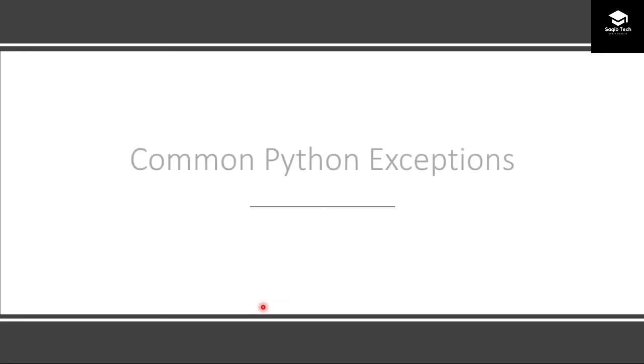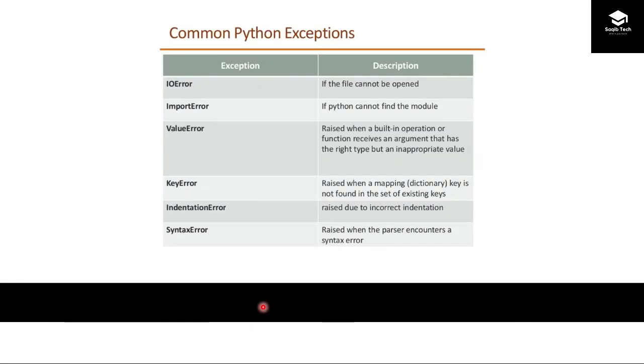Now let's look at some common Python exceptions that you may use and must use whenever you will be practicing, and when you will be doing some big project, some mega project. What are these? First of them is IOError. Look at the spelling and look at the camel case.